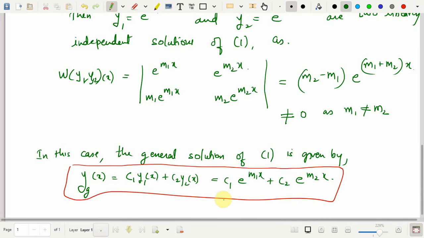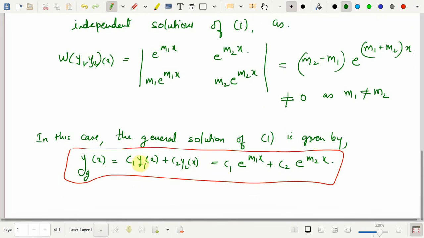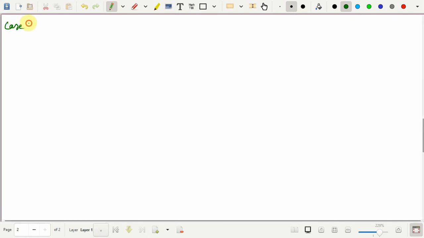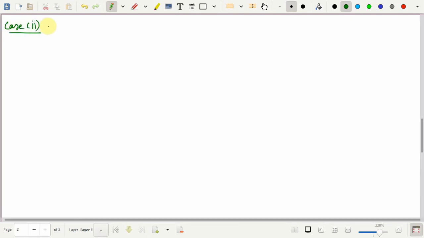So that's it. So this is case 1. We have successfully found the solution for the differential equation when the auxiliary equation has two distinct roots. Now we would discuss one more case, case 2. In this case, I would take the case wherein the roots are repeating.